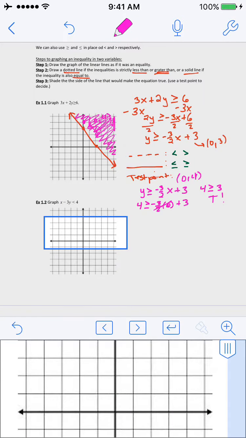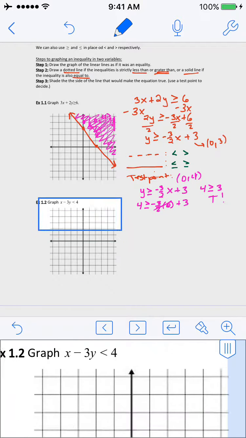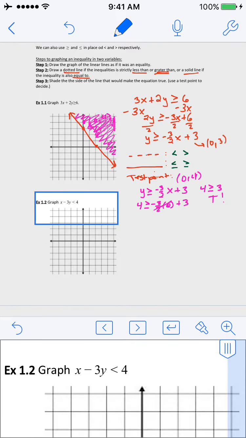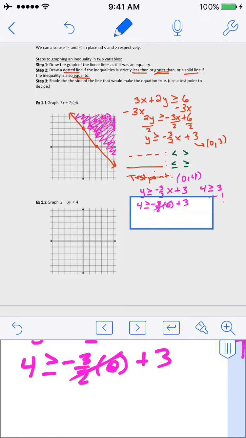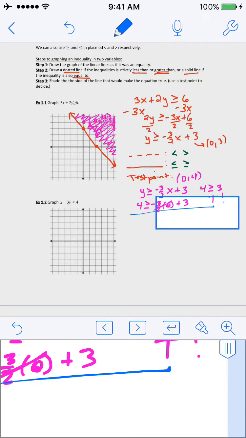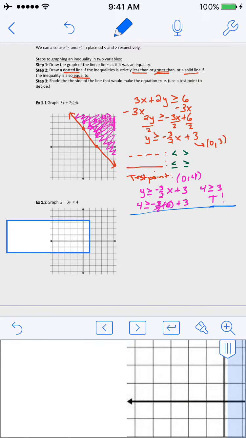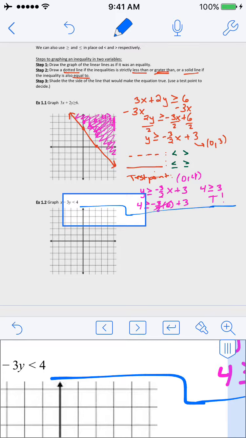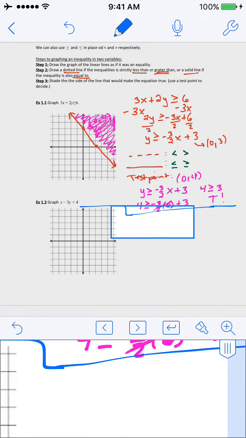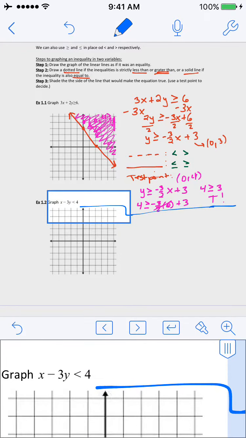I encourage you guys to stop the video now and give this next one a try. Your inequality is x minus 3y is less than 4. Okay, so hopefully you stopped the video, right? And hopefully you got questions answered, things like that. So I'm going to go through and we're going to do this together.